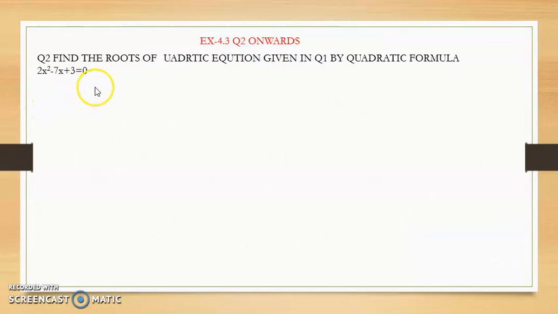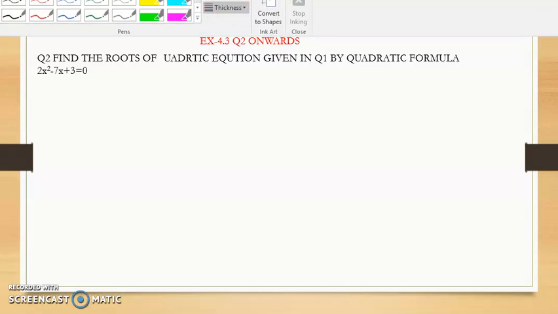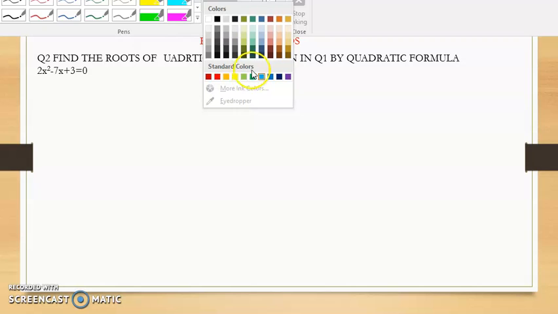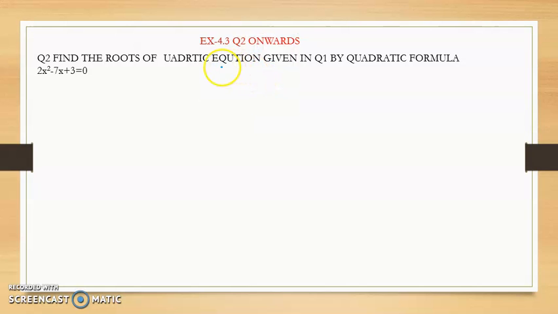Now see, students, exercise 4.3, question 2 onwards. Why question 2 onwards? Don't think question 1 we don't have to do. Question 1 is saying you have to solve by the method of completing the square, and that is not in your syllabus. Question 1 asks to find the roots of a quadratic equation, but by completing the square. So that is not in the syllabus, so we're starting with question 2.